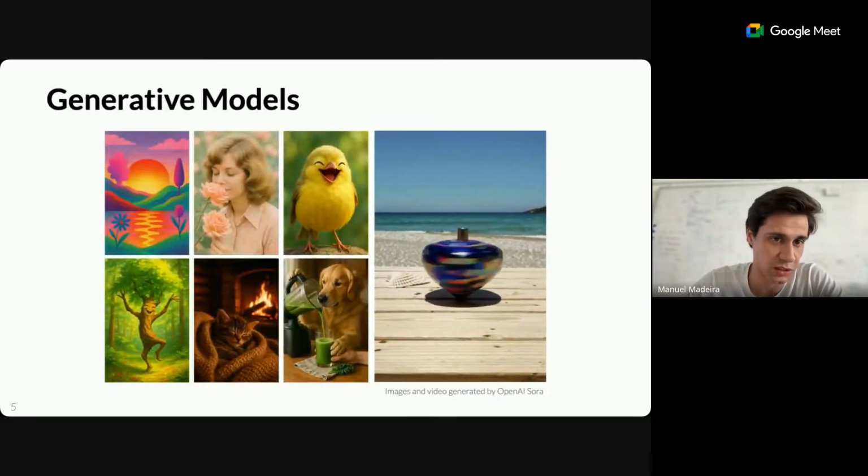Generative models in general at this point need no introduction anymore. They have been adopted by the general public through the excellent image, video, audio, diffusion, and text models that have been provided by different companies.